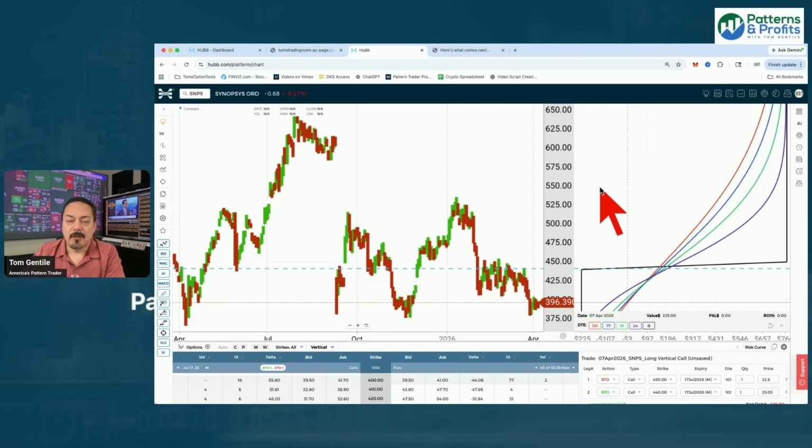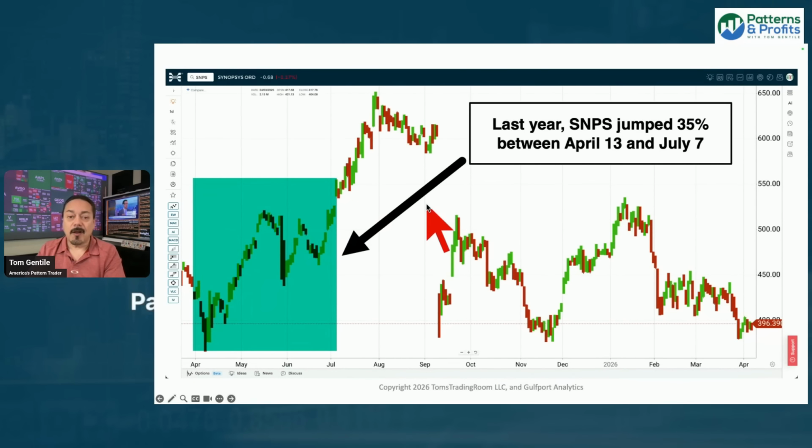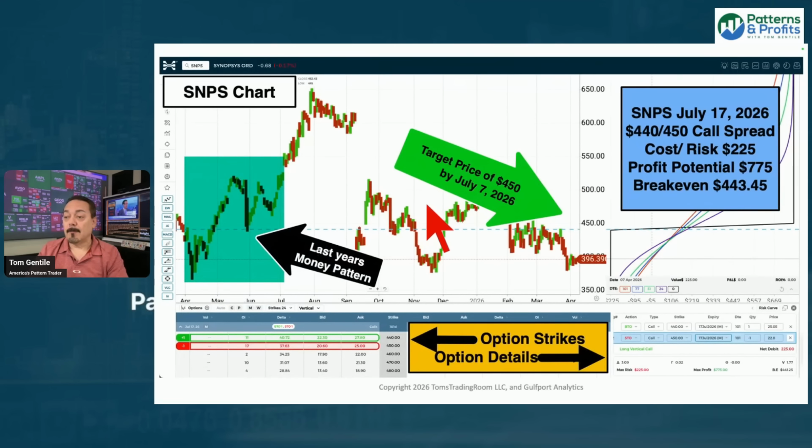So that's how I went from this chart right here, which is just price, the stock trader, to an option trader. And the option trading price, I need 4 things. I need last year's money pattern, where it's going, the target price, target time, which money counter gives me. And I put together a trade that is inside the price and time area. Got my option strikes to the left, got my option details to the right, and there we go. So let's do some comparisons.